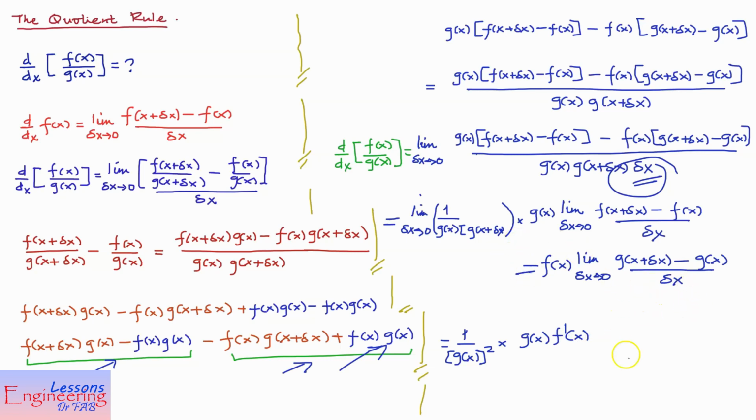Now minus, and again f of x will stand alone, f of x times that limit, that entire expression, is the definition of, again, the derivative of g of x. So that will be g prime of x, and let that stand for the first derivative of g of x.